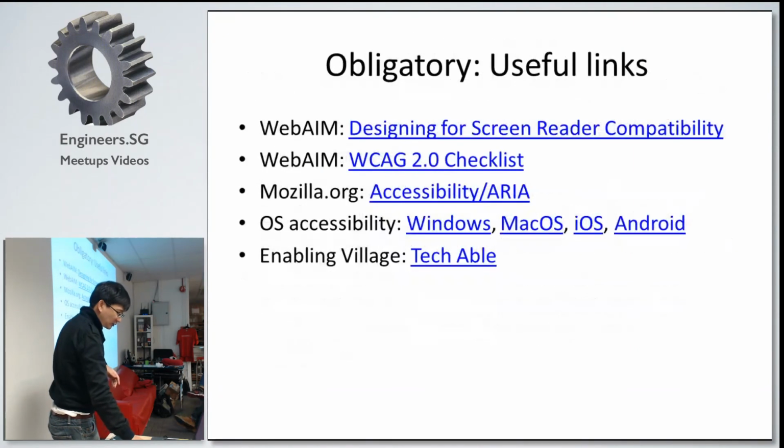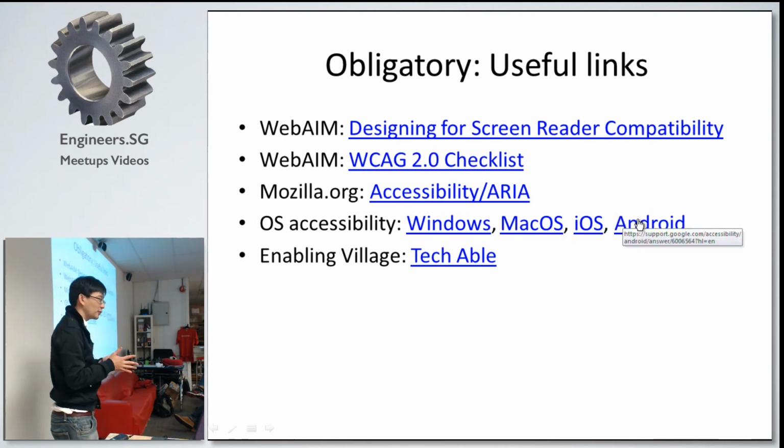Yep, helpful links. I think WebAIM is a consultancy. I can't remember if it's based in Canada or the US, but they have a lot of good articles about designing for screen readers. And then Mozilla, as usual, they have guides for accessibility and design with ARIA. All the major software companies have accessibility guidelines, not just for the web, but for software design, which is not my area. Designing native apps for mobile.